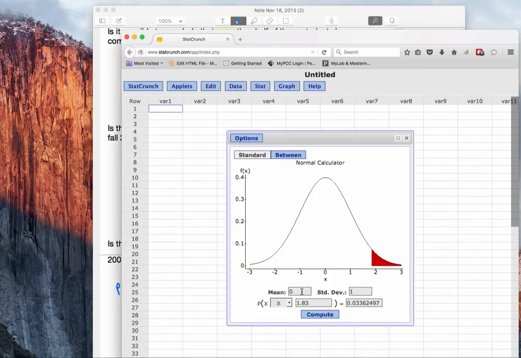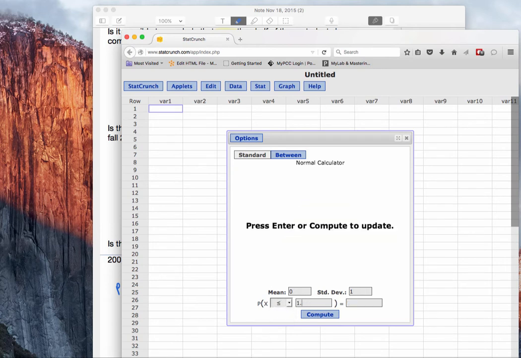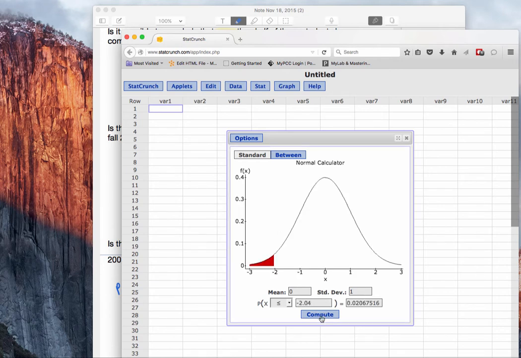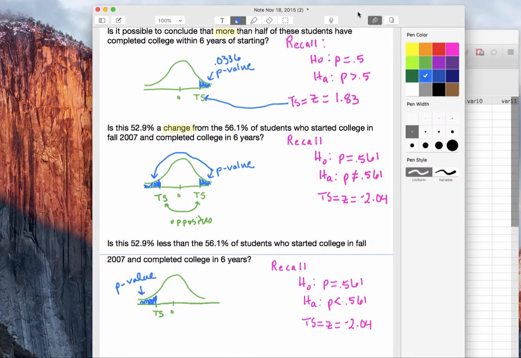So I'll go ahead and start here. Mean of 0, standard deviation of 1. I want area below, and we'll type in negative 2.04 and compute. So this area in the left tail, now I could have chosen to do a right tail, but I wanted left tail since I had that negative to start with. The area below negative 2.04 is 0.0207.